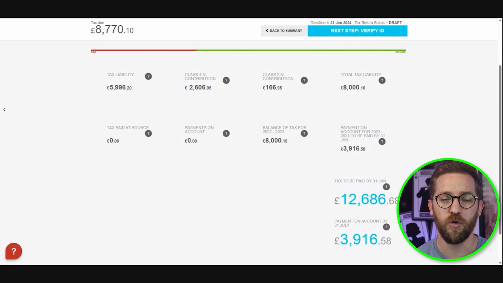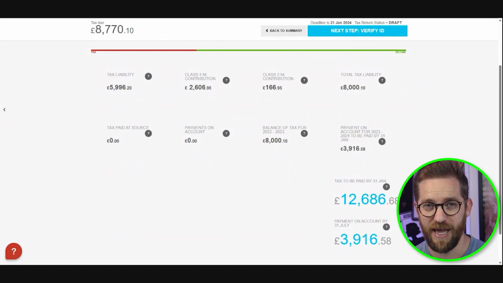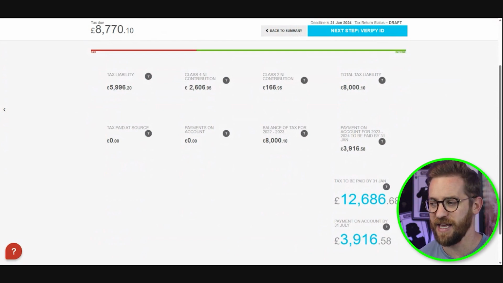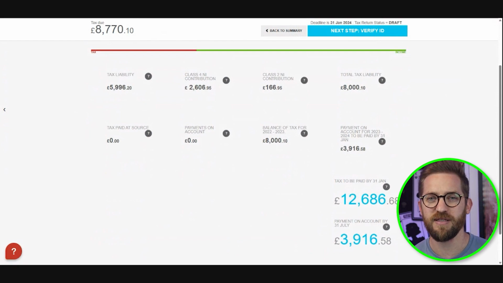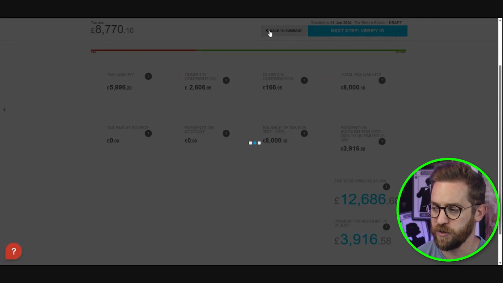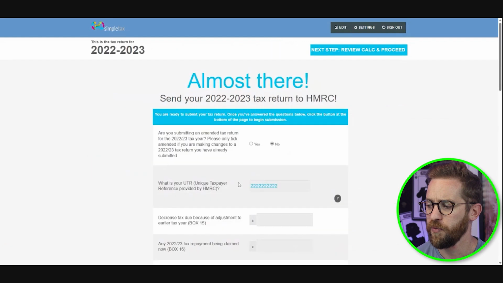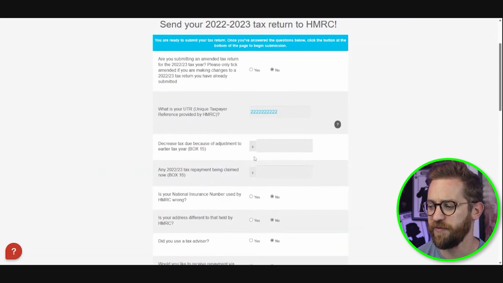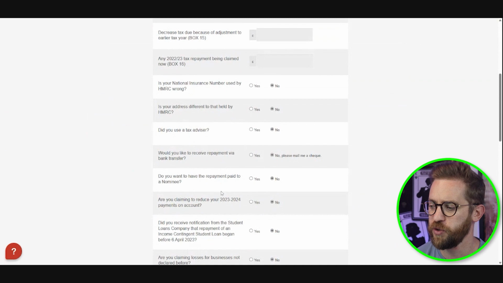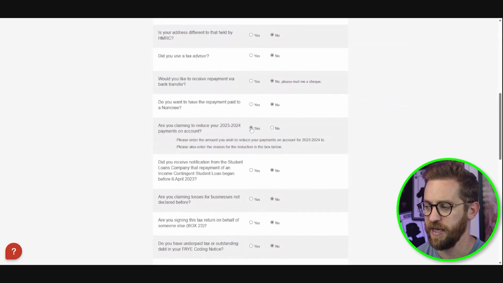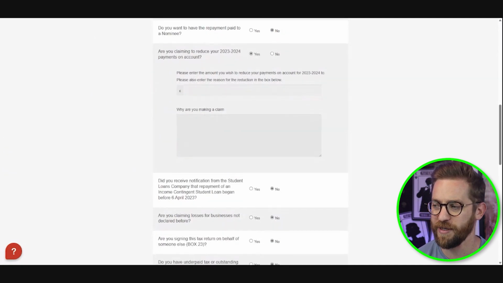So what they allow you to do is reduce your payments on account. Providing you're aware and you can safely say my tax liability in the next year is going to decrease, then you're perfectly entitled to reduce your payments on account to account for that. Now, to do that, what you'll need to do, if I head back to the input pages and I save and continue, on this page, you'll be presented with an option to reduce your 23-24 payments on account. So if I click yes here, we're presented with a couple more questions.